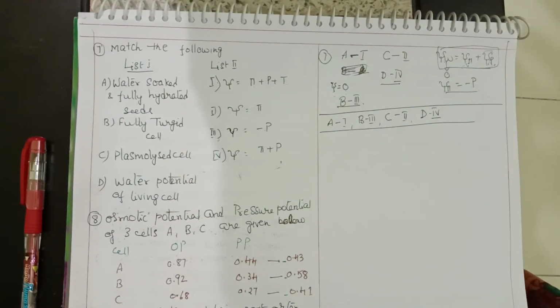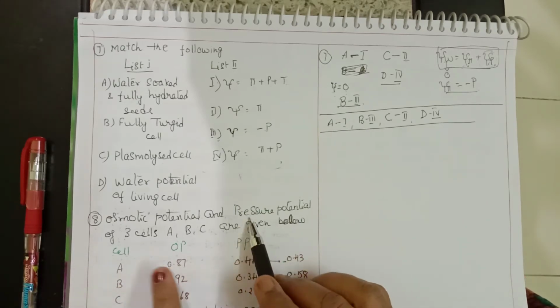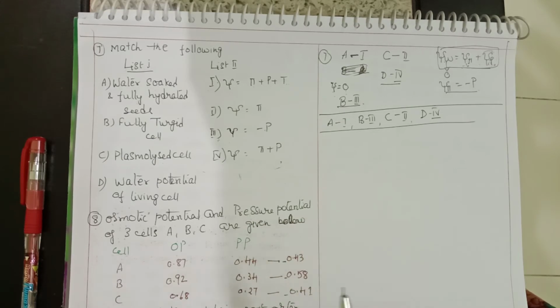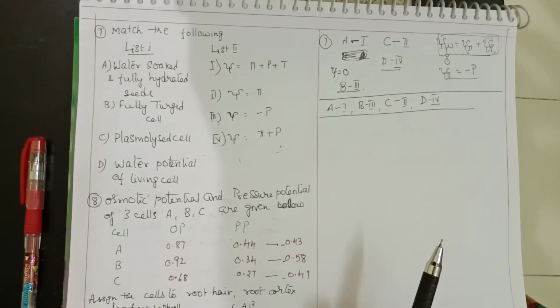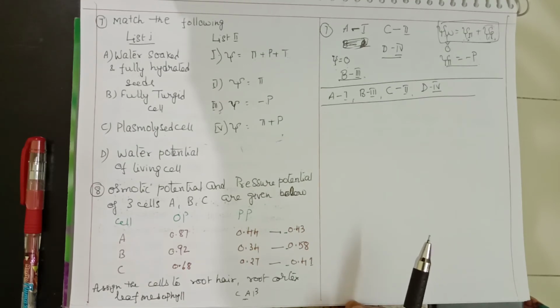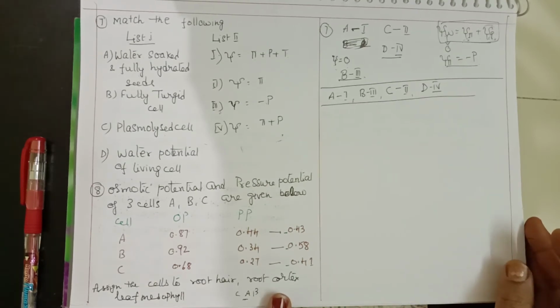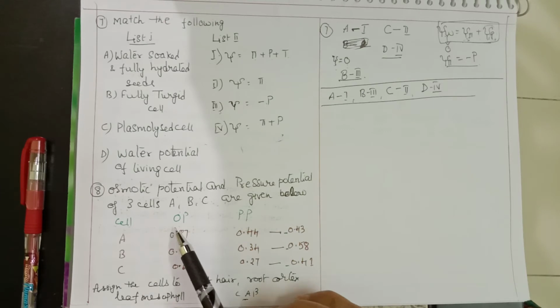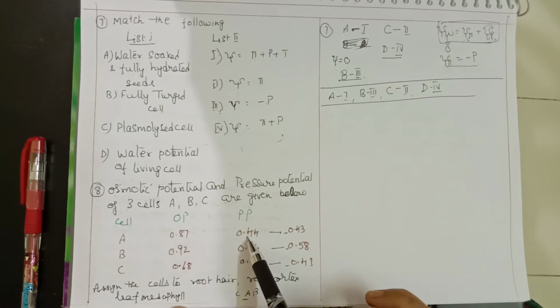Now coming to the next question, osmotic potential and pressure potential. Osmotic potential and pressure potential of 3 cells A, B, C are given. For cell A, osmotic potential is 0.87 and pressure potential 0.44. This is minus and plus.